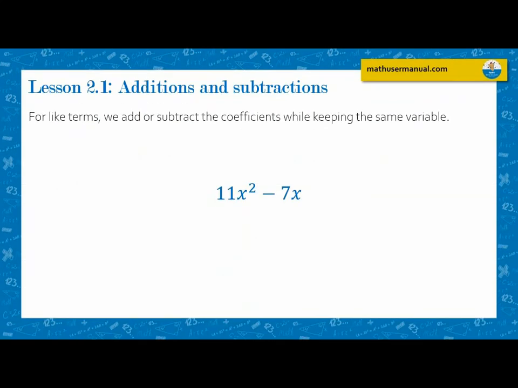But then what happens when we have, in this case, the same variable but different exponents? Like here, this is x to the power of 2, and this is x to the power of 1. Well, in this situation, they are simply not like terms, so we cannot combine them. There is nothing we can do. We just keep it as 11x squared minus 7x. So if they are not like terms, we do not combine them.